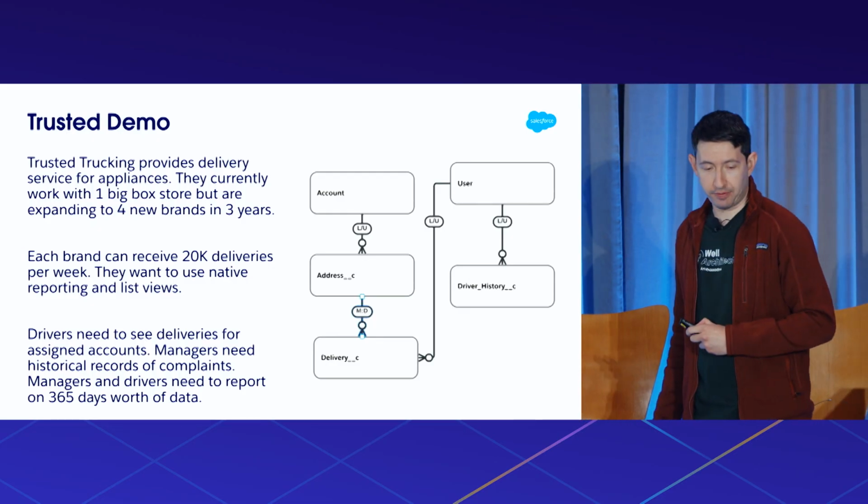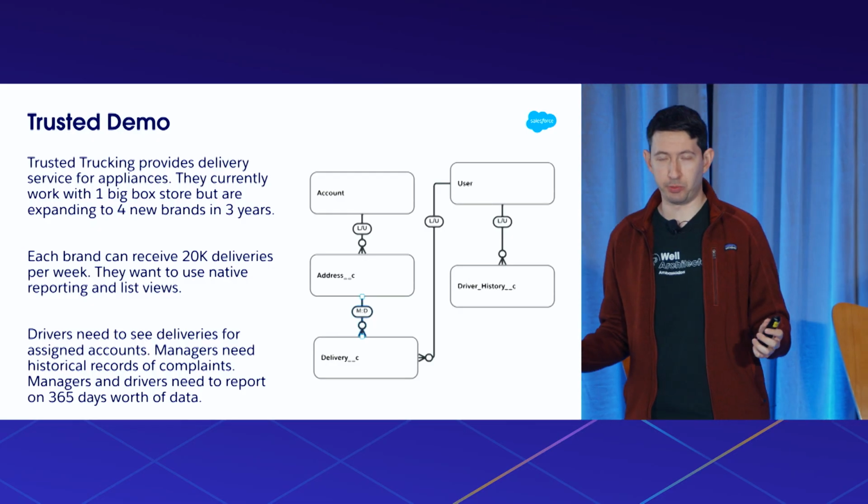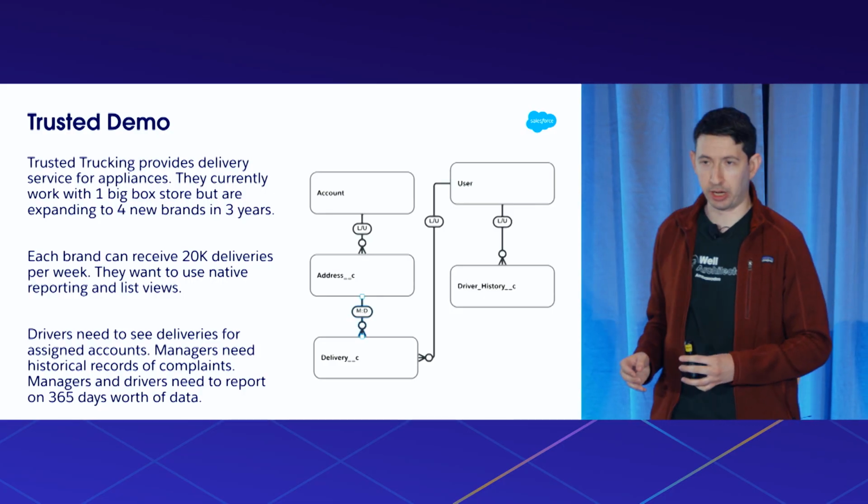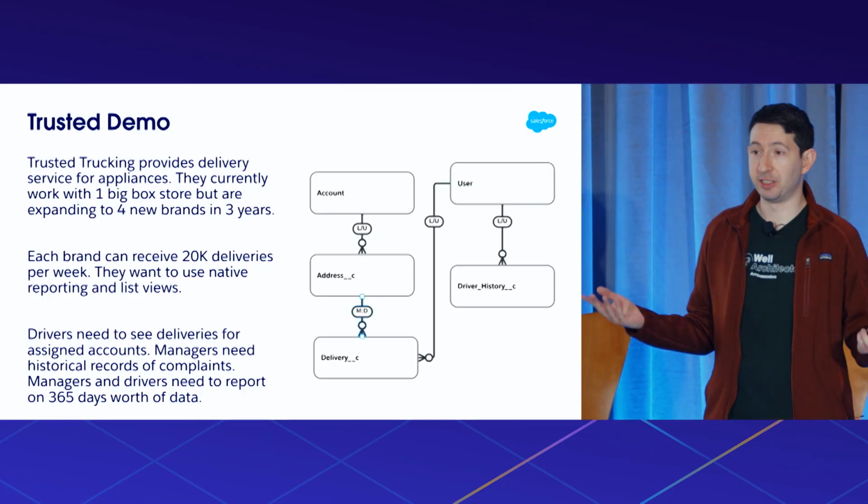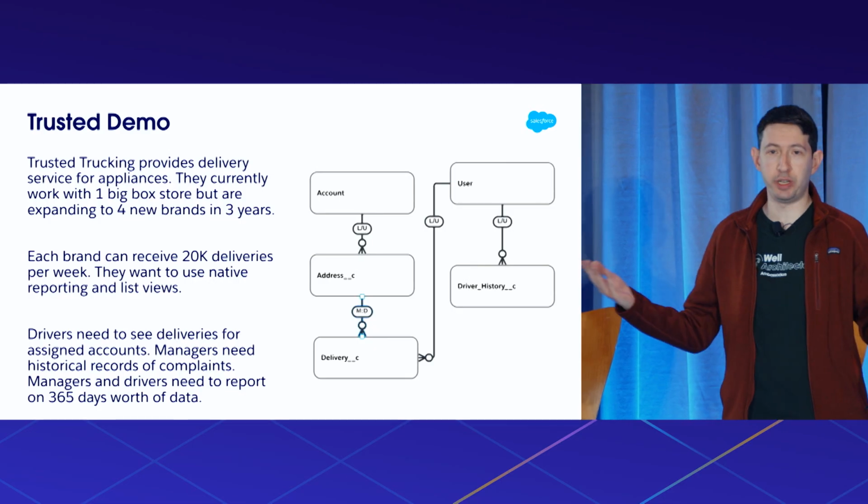Keep in mind, we're going to have 1 million records a year. Anybody see any concerns with 1 million records a year on each account record? OK, so storage, data skew potentially. What can we do to mitigate some of that?